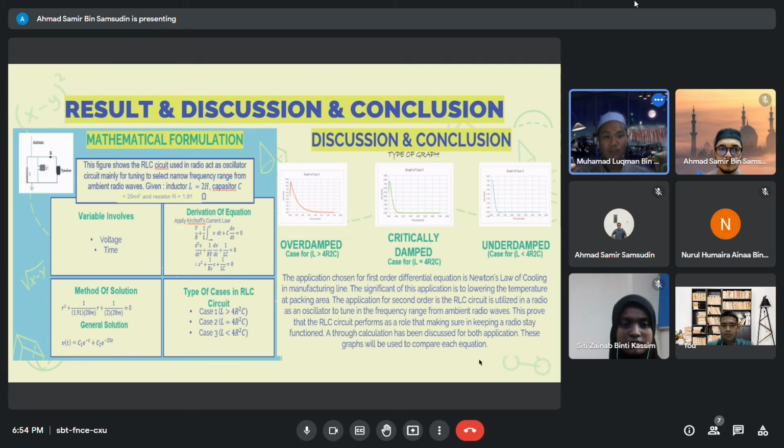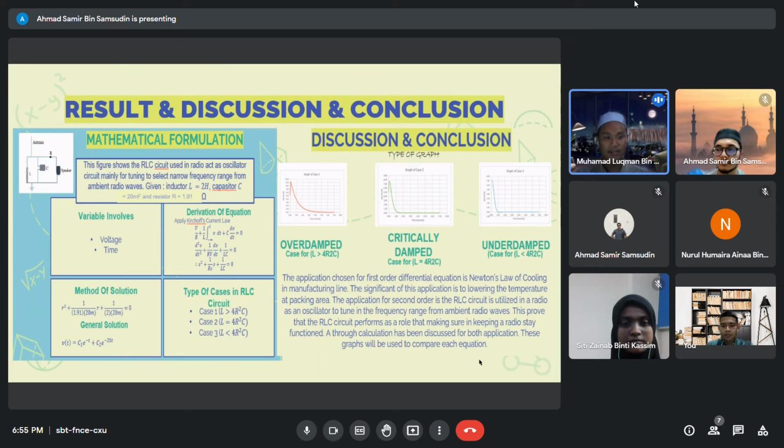We need to apply Kirchhoff's current law. So the equation is V/R + (1/L)∫ from negative infinity to t of V dt + C dV/dt = 0. The next one is d²V/dt² + (1/RC) dV/dt + 1/(LC) V = 0. So we get s² + (1/RC)s + 1/(LC) = 0. From the equation, we can do the method of solution.